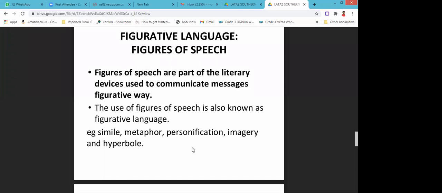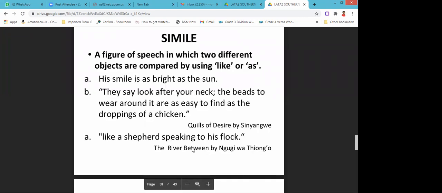So, what are figures of speech? These are literary devices used to communicate messages figuratively. The use of figures of speech is also known, as I said, as figurative language. Now, the first type is a simile. A simile compares two different objects by using the words like or as. For example, his smile is as bright as the sun. So comparing the smile to the brightness of the sun.